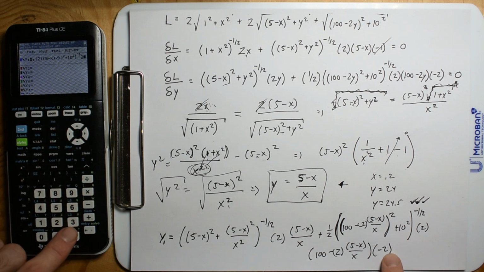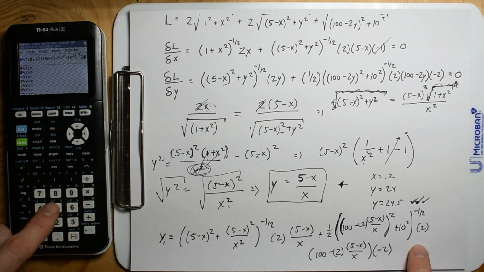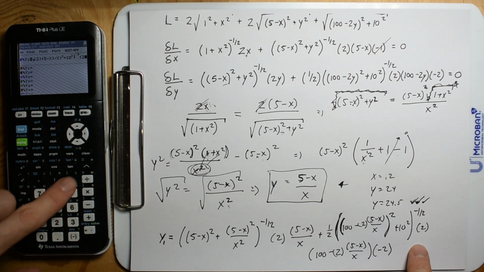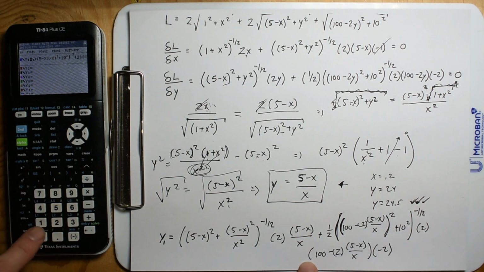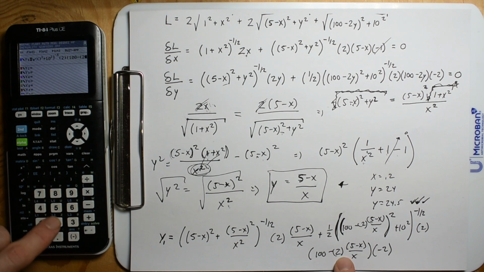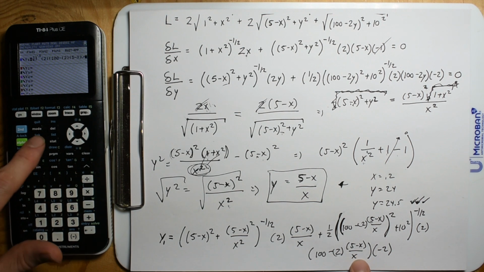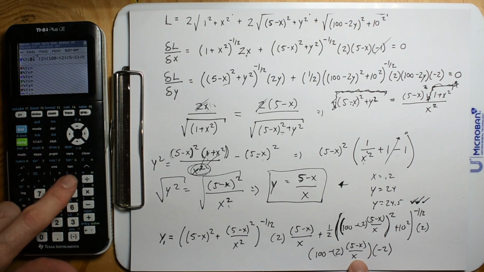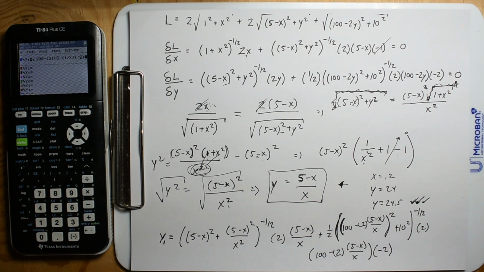Times 2. I guess times 2 times 100 minus 2 times 5 minus x divided by x, and parentheses times negative 2. Alright, if we did it right, this is going to give us the value of x.